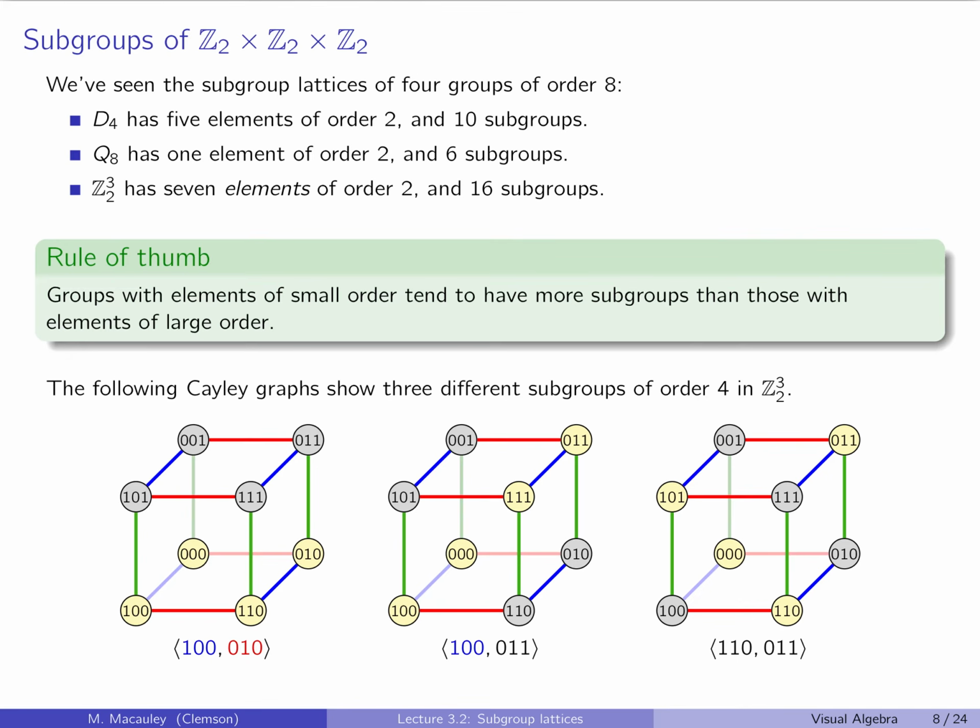The following Cayley graphs show 3 different subgroups of order 4 in Z2 cross Z2 cross Z2. So this one is a subgraph of the Cayley graph. This one here is not, or at least it's not an induced subgraph. And at least these 4 sit along a plane, whereas these 4 nodes don't sit along a plane. So I encourage you to look for the other 4 Klein 4 subgroups in this Cayley graph as well.